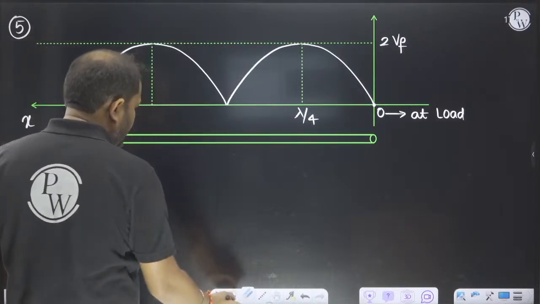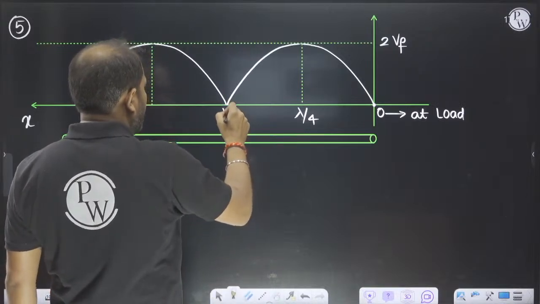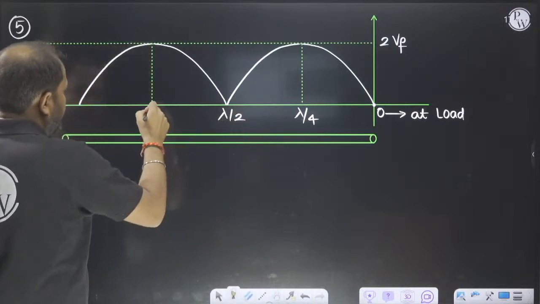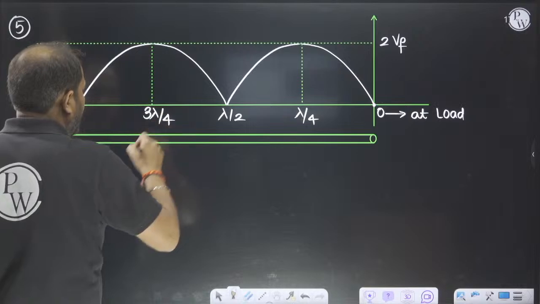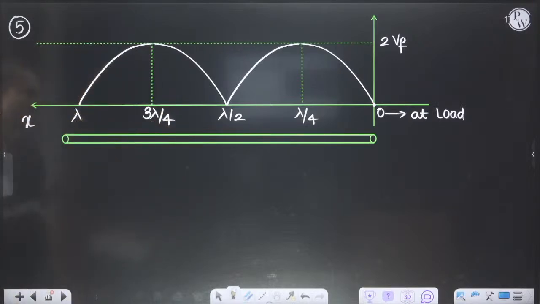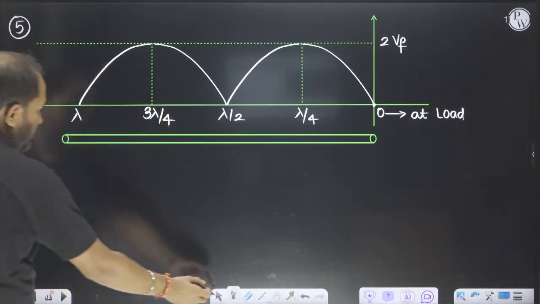So this is lambda by 4. Then we have lambda by 2. Then we have 3 lambda by 4. Then we have lambda. So we can calculate lambda by 4, lambda.